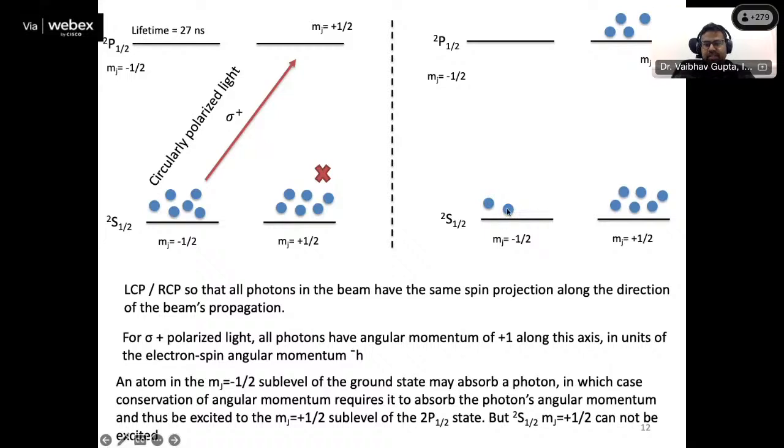Actually, our final aim is to remove everything from this level and bring them into this level, so that all are aligned plus half. This is the main target: from minus half, we want to make the spin plus half. So up to now, we have sent them to the excited state. Now there are many interesting things which happen and which create a lot of issues.